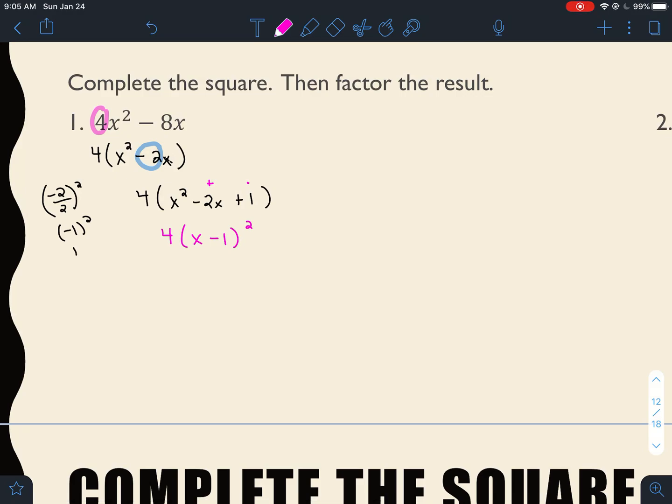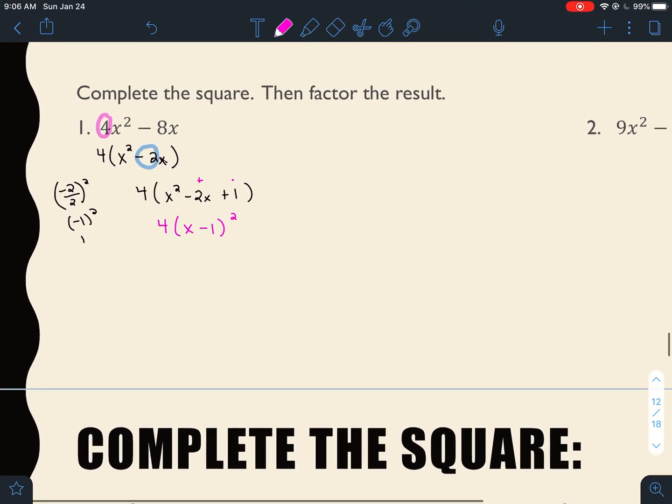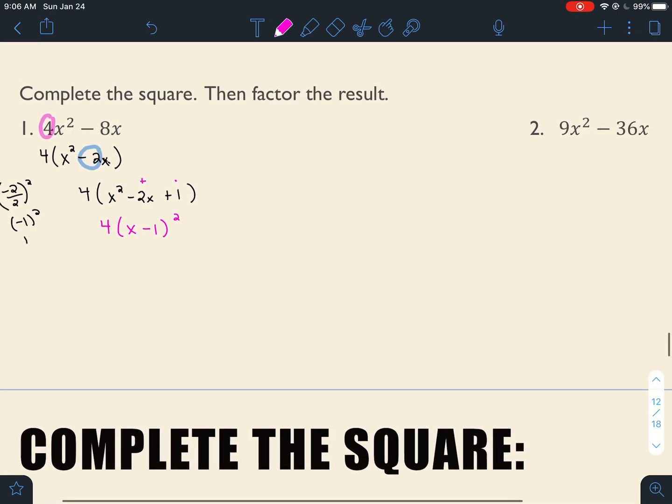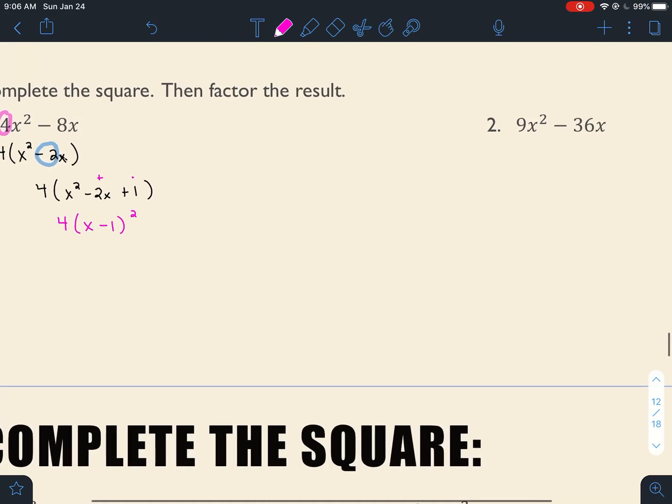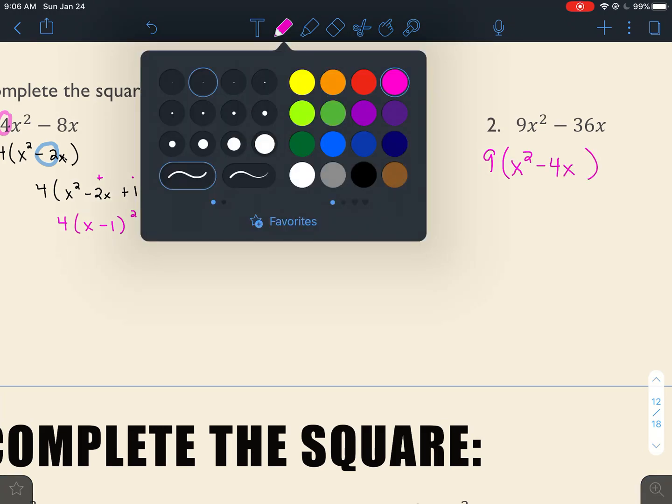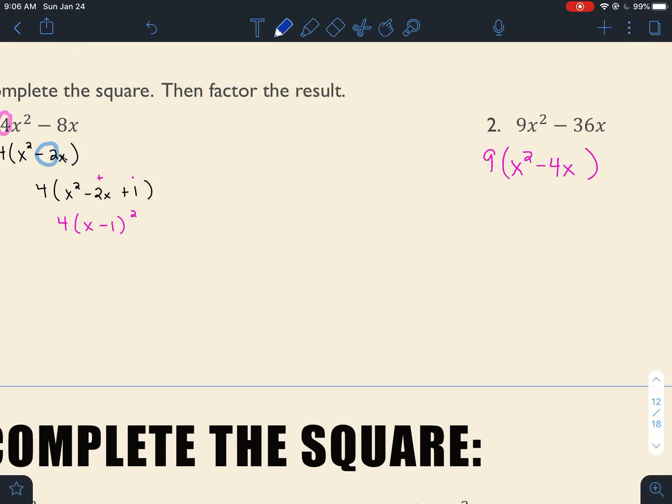So if there is an a, and I want to solve by completing the square, I have to factor out the a, the number in front of x squared, first. So let's look at the next one. 9x squared minus 36x. So first step, factor out the a. The a is 9. So I'm going to factor out 9, and I would have x squared, then minus 4x. And then we complete the square on x squared minus 4x. So I'm going to take negative 4, divide by 2, and then square my answer. And so that would be negative 2 squared, which is 4. So I have 9, and then x squared minus 4x, then plus 4 completes the square.